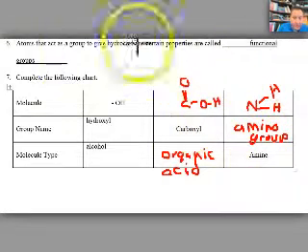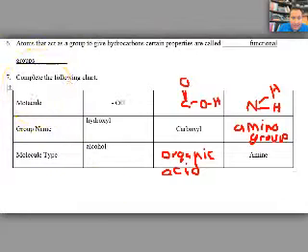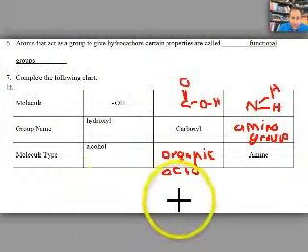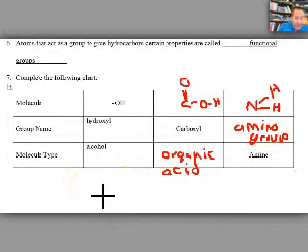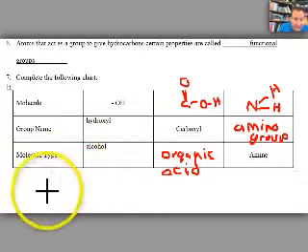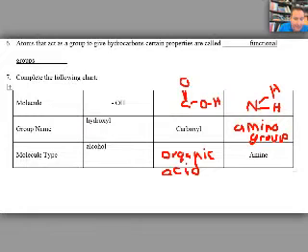Study this chart a little bit so you understand these functional groups and what they make up when you take a look at them. If you have any questions or need any help, don't hesitate to see me in class. But that's the introduction to the biochemistry packet that we did.